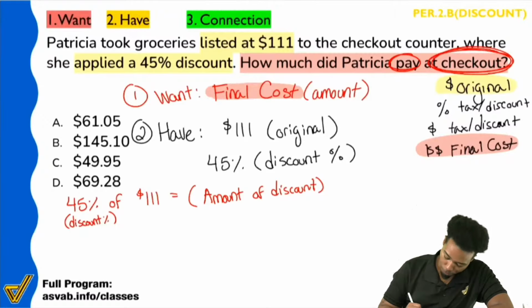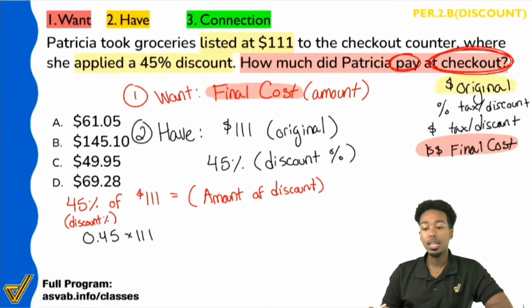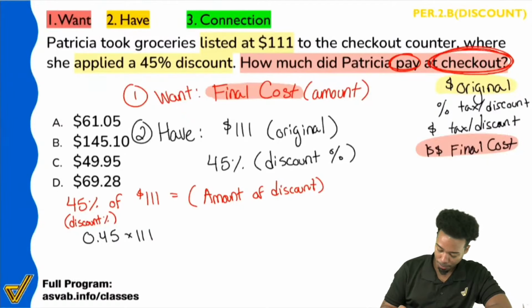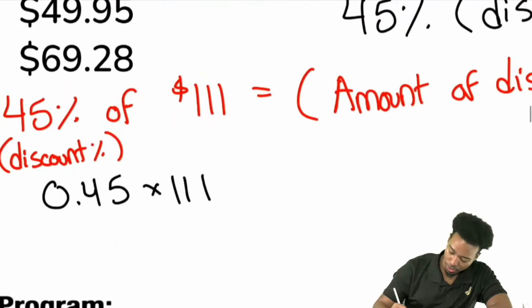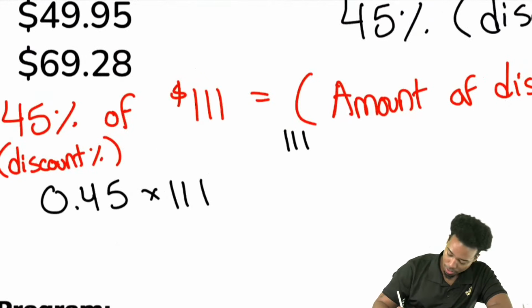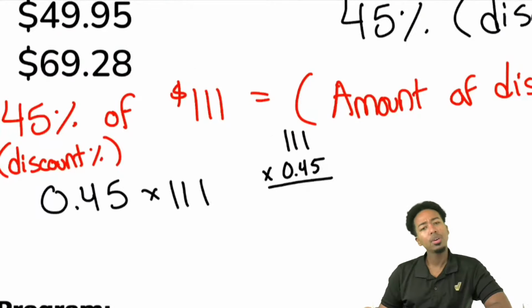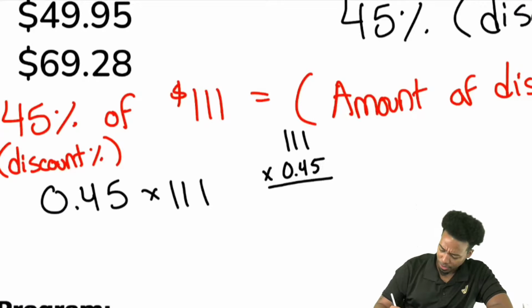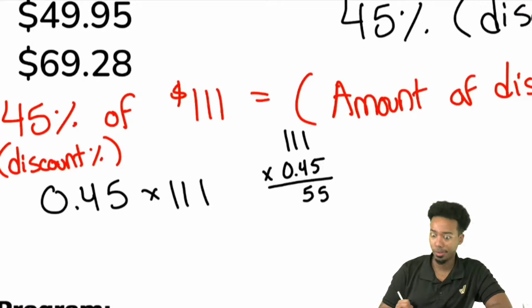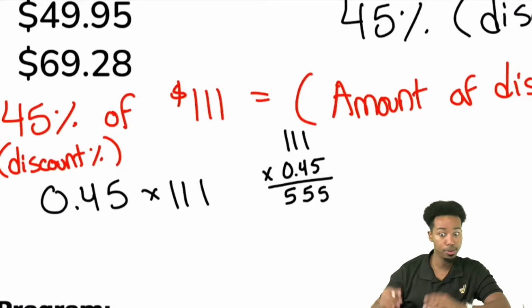Right, 0.45. So let me just show you what would happen here. 0.45 times the 111. Let's calculate and see what that's going to be. So here, watch this. 111 times 0.45. 1 times 5, that's going to be 5, and so on for each digit. Okay, whatever. That's pretty complicated.